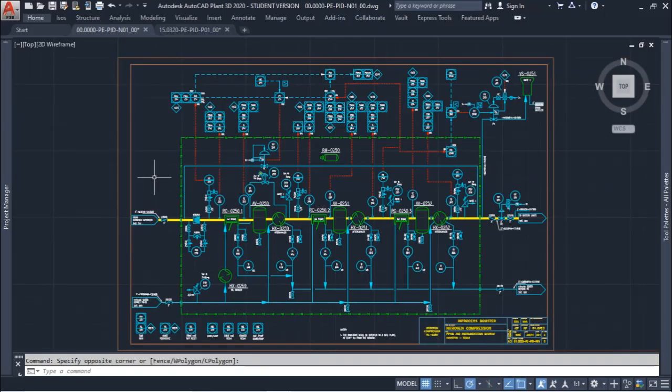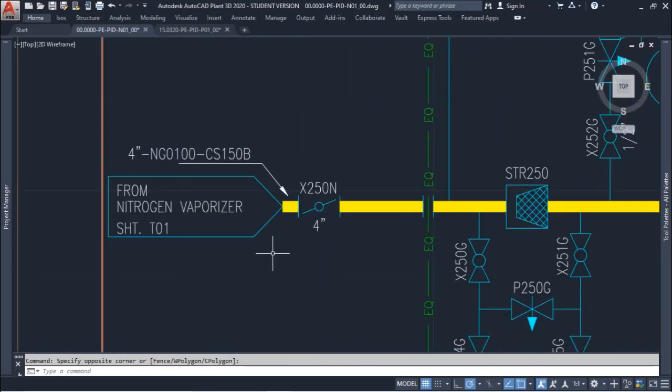Now we go to a second step, that is identify the pipe numbering or line numbering, because once you understand the line numbering, you get valuable information about your hydraulic system. And in this case, in the nitrogen compressor, you can see that from the nitrogen vaporizer, we have a pipe identified as 4 inches NG0100 CS 150B.